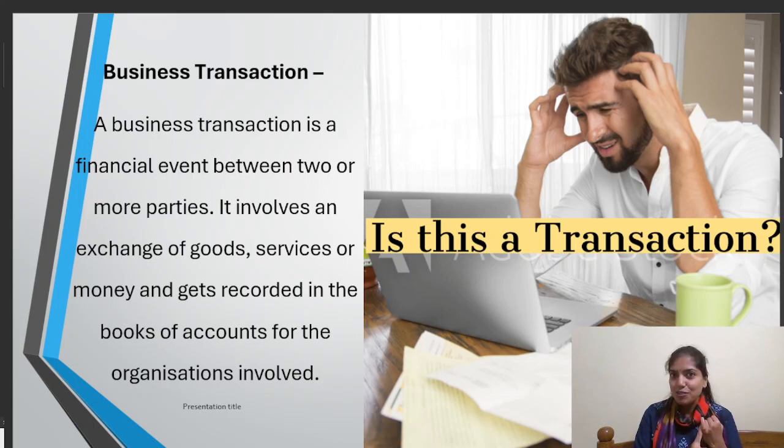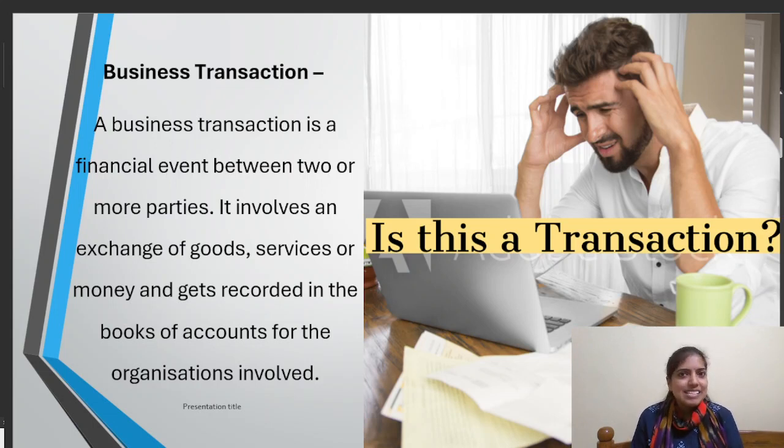Well, I hope you already know what all the books of accounts are. The first and foremost book is the journal. From that we record it to the ledger. From the ledger we go to the trading and profit and loss account. From there it goes to the trial balance and finally it ends up in the balance sheet. So I hope you now know the new term, that is a business transaction.